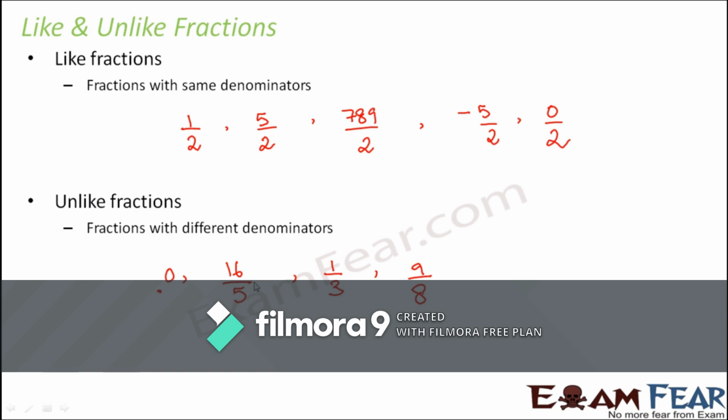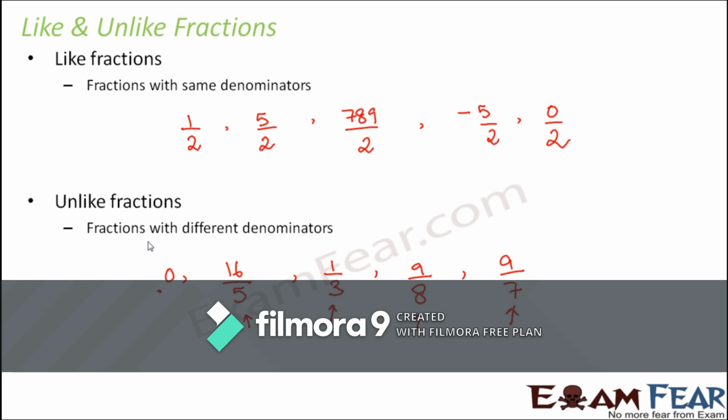So for unlike fractions, like here 16 by 5, 1 by 3, 9 by 8, everywhere you see that the denominators are different. Now even if the numerator is the same, like 9 by 8 and 9 by 7, here the denominators are different, so they are unlike fractions. Doesn't matter whether the numerators are the same or not. So when we differentiate fractions as like or unlike, we only compare their denominators. So it is independent of their numerators.